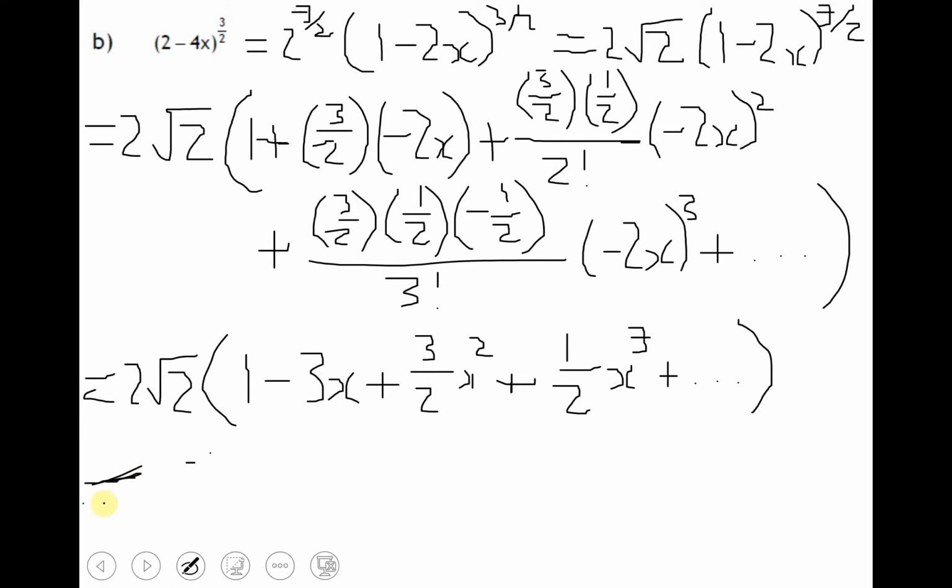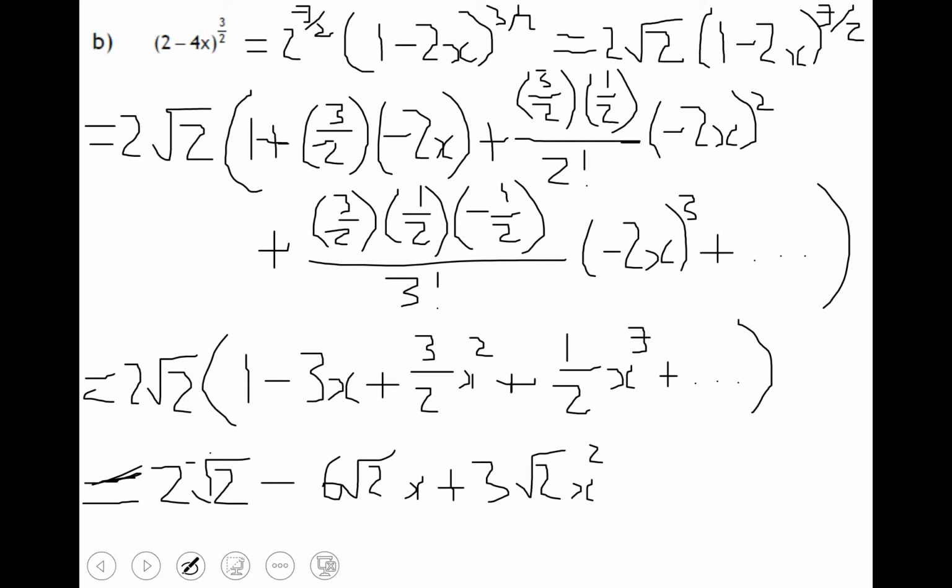Multiplying out, you get 2 root 2 minus 6 root 2 x, plus 3 root 2 x squared, plus root 2 x cubed.